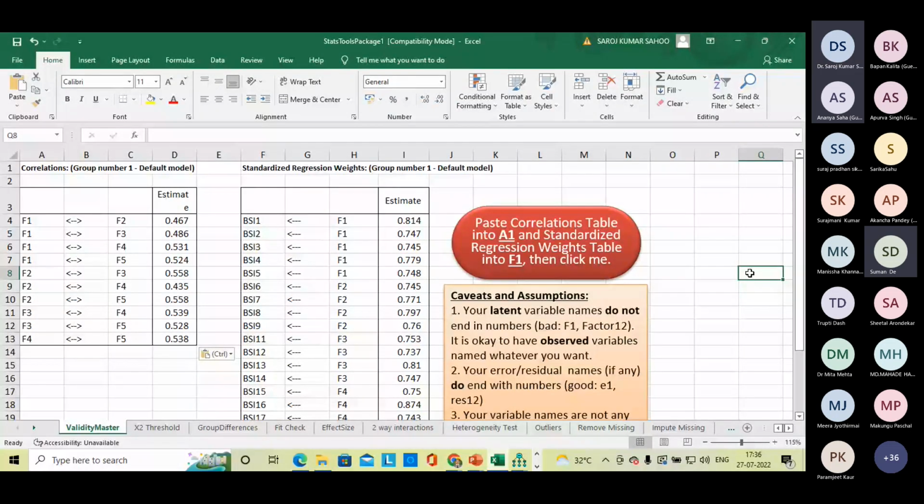Please listen one by one. Standardized regression weight from the Amos output. Copy it. Then come to the Excel sheet, paste it. One by one, please follow. Do not be in a hurry.